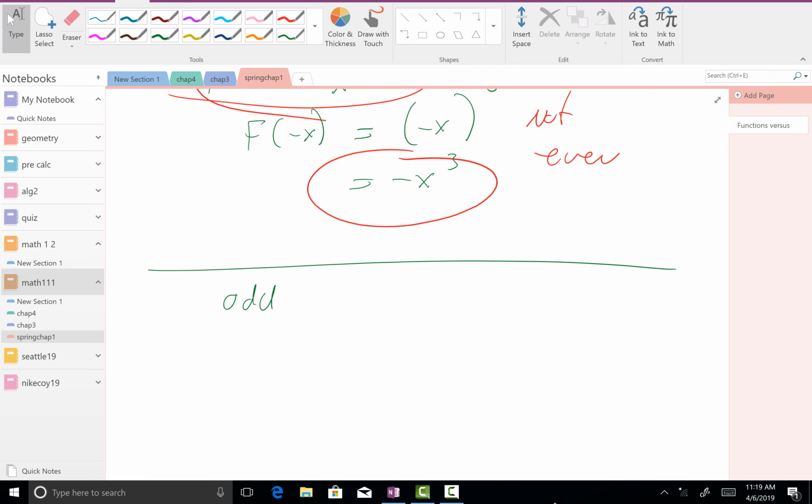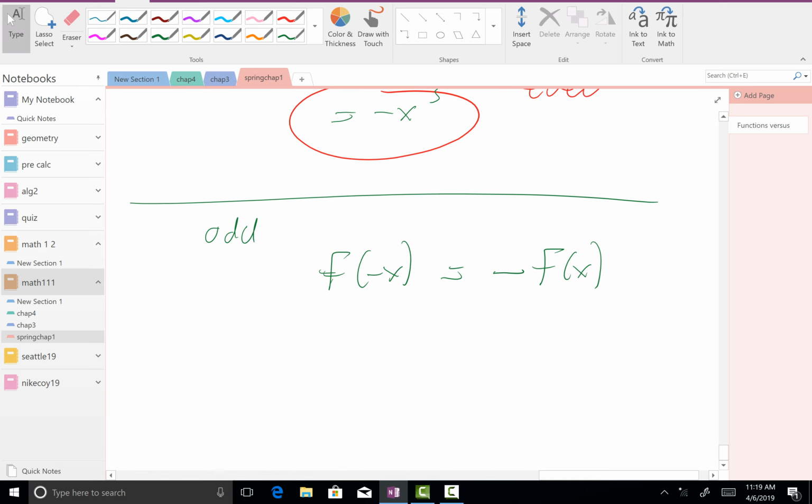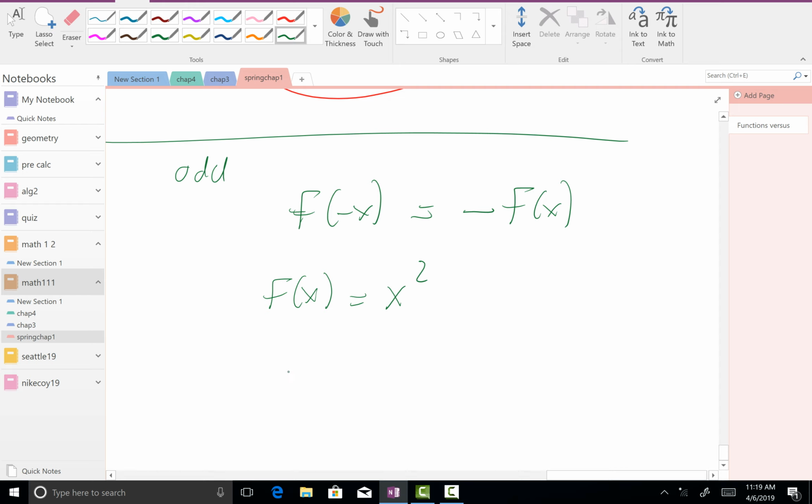Kind of the same idea. You're going to take f of negative x, and if you get a negative f of x, then we say that it's odd. So how does that work? Well, let's try this again. Okay, same two functions. I'm not going to change anything. I'm going to put that in there.